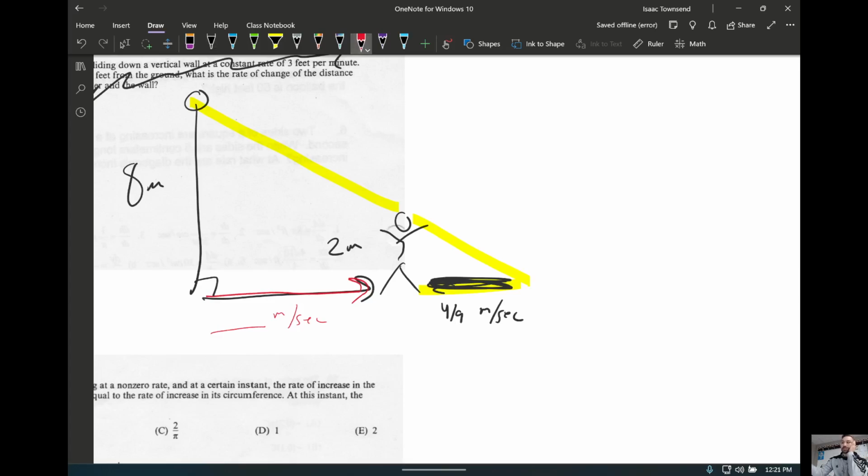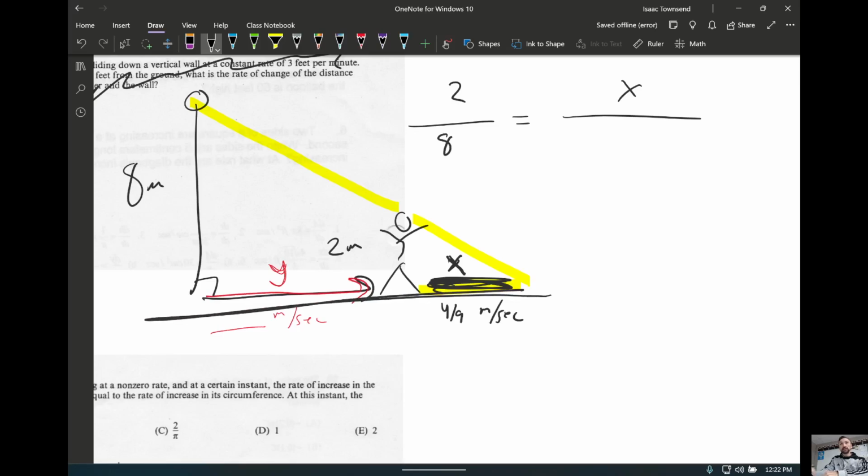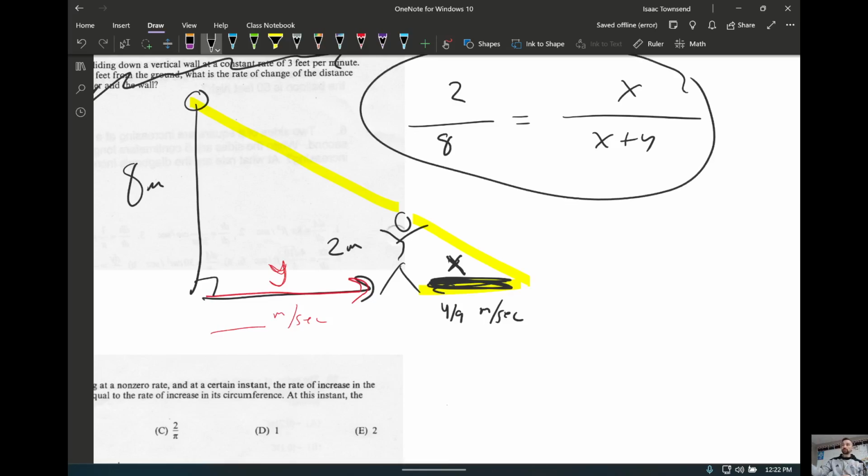So I'll call this length X, I don't know what it is, and I'll call this length Y, I don't know what it is. So I can set up a proportion and say 2 to 8 is the same thing as X is to what? Very good. Y plus X. So small triangle, big triangle equals small triangle, big triangle. Big triangle is not Y, it's X plus Y. So this is the geometry formula for this particular question.